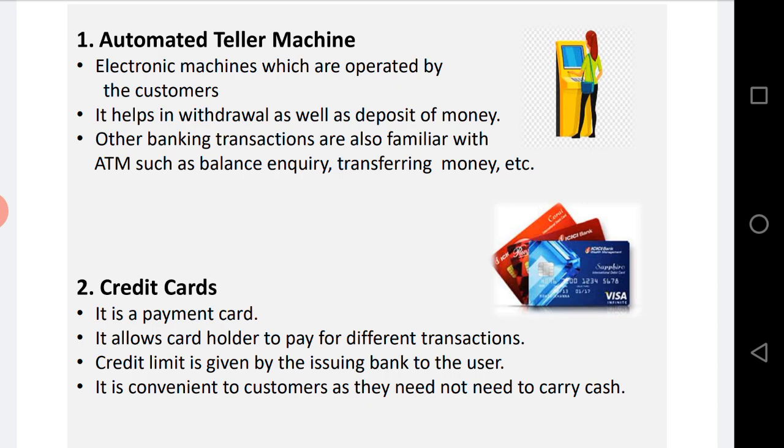Next is credit card. Credit card is a payment card where you do not need to have hard cash with you. With the availability of the card, you can do many transactions. There is a limit which has been set by the bank on your credit card. You can carry out n number of transactions within that limit, and after some particular time you have to repay that money to the bank. Why? Because the bank is paying money on behalf of you first, and after that you are repaying the money to the bank. This is what a credit card is.